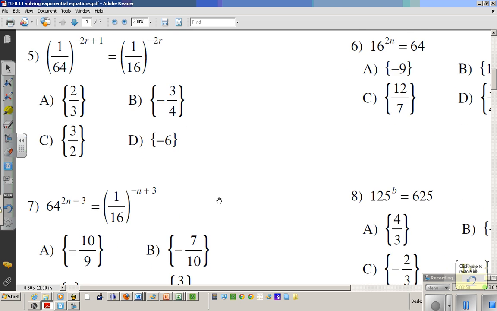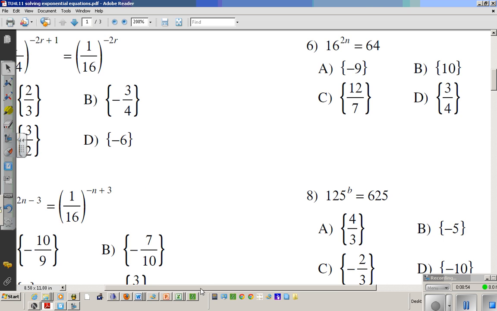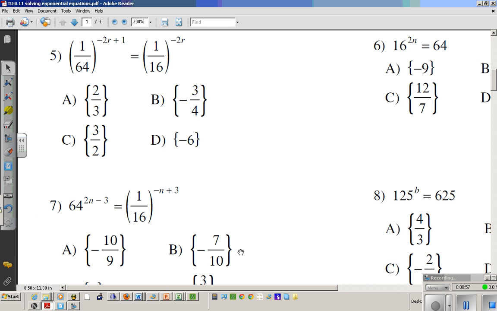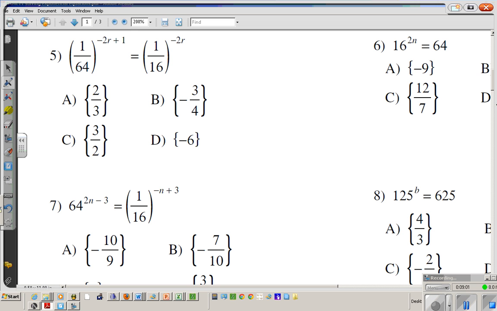So for number 5, we have those two there. I like to express them as the same base, right? 64, we did that just now. If you look at the example we just did, it is 2 to the 6th power, and 16 we also did is 2 to the 4th power. Okay. So if we want to rewrite this, we can rewrite this problem as 1 over 2 to the 6th raised to the negative 2r plus 1 equals 1 over 2 to the 4th raised to the negative 2r. Okay?